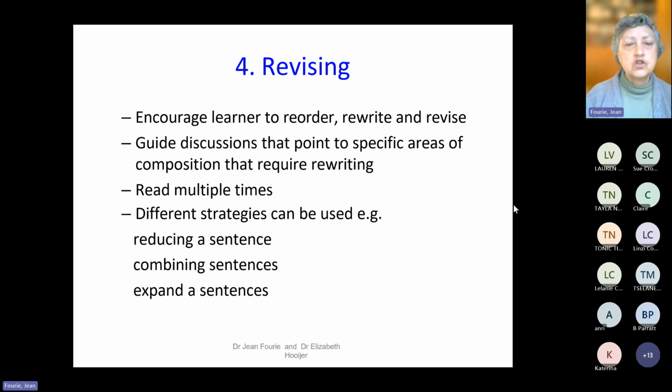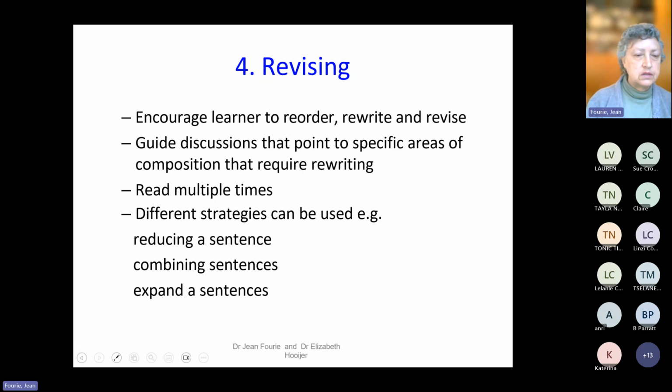And there are lots of different strategies that can be used here. You could maybe reduce some sentences if they're too long and complicated. You can combine sentences. You could expand sentences. You could do some adding of verbs and adverbs and adjectives and describing words. So there are a lot of avenues that you can explore during the revision stage.